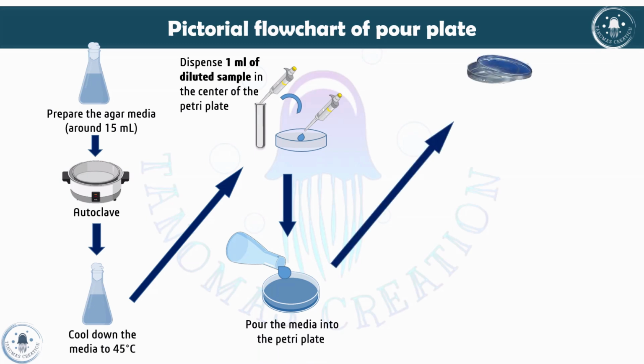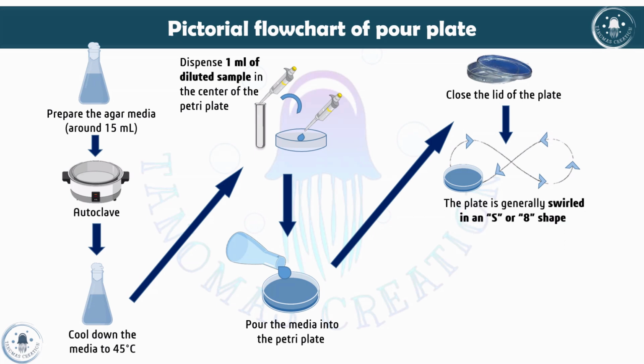Now, after that you gently close the lid of the plate over the sample and then you do the mixing. You need to do the swirling. In this manner you can do the swirling. See, you can see this is in an H shape. So in this way you can do the swirling of the sample in the plate.